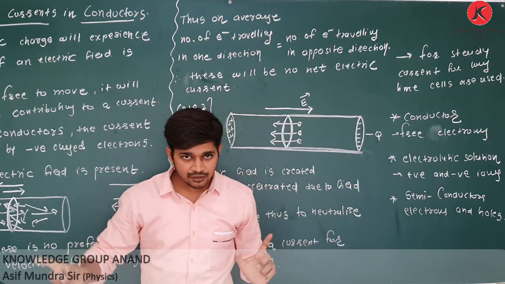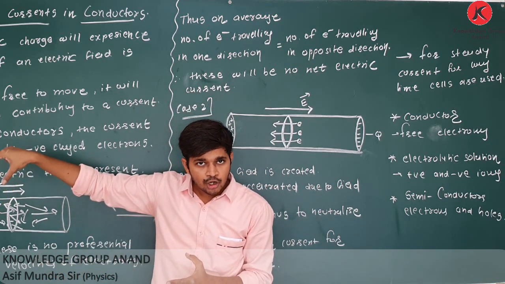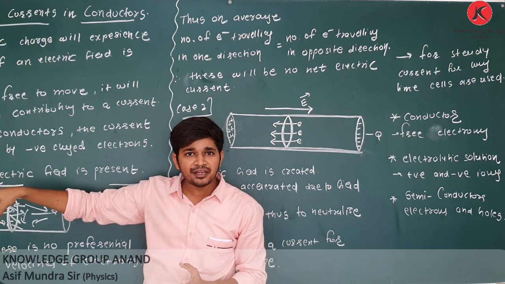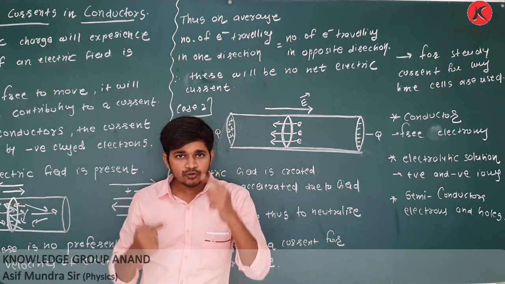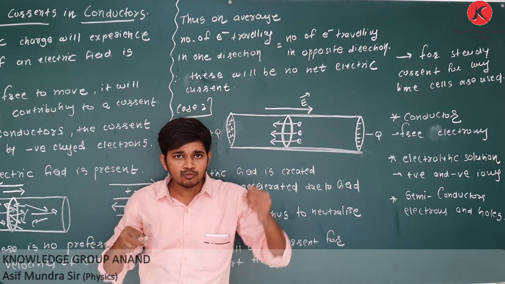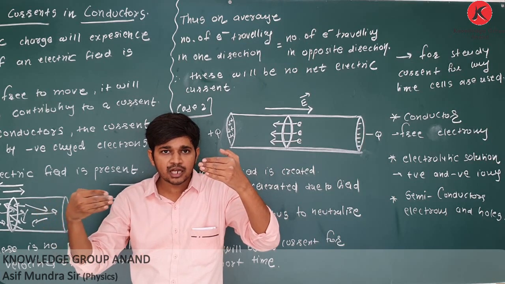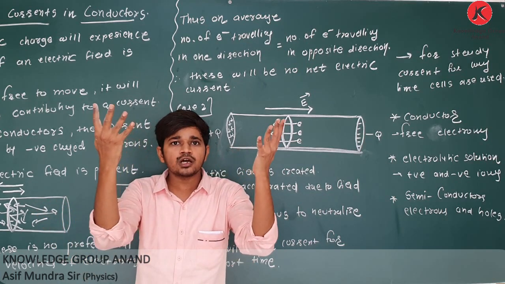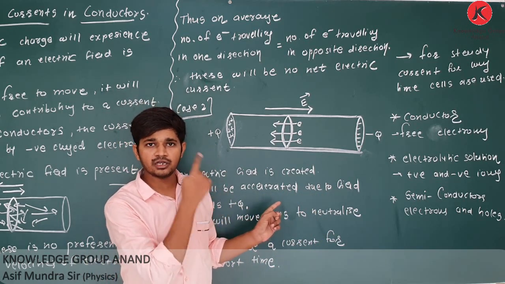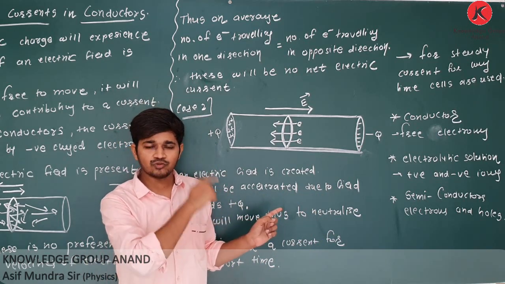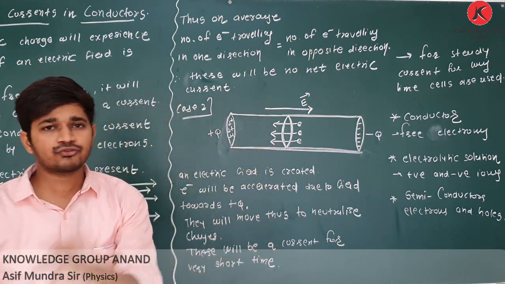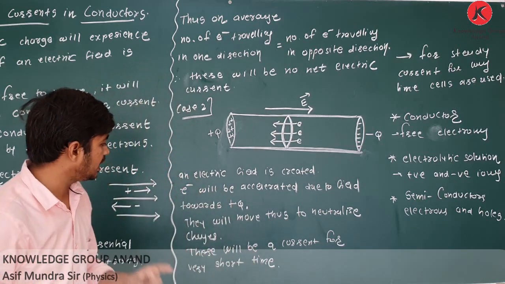What is the difference between these two cases? In the first case, no electric field. Electrons are moving in random direction. So from any cross-sectional area, the number of electrons moving in one direction is equal to the number of electrons moving in the opposite direction. So total current is 0. But in this case, electrons are moving in only one direction. So here net electric current is found.